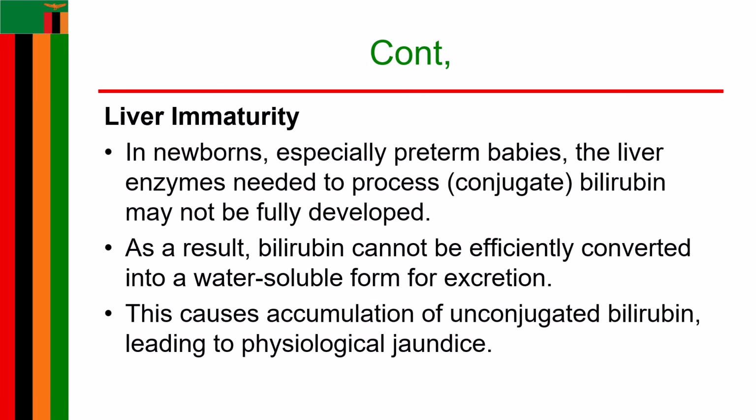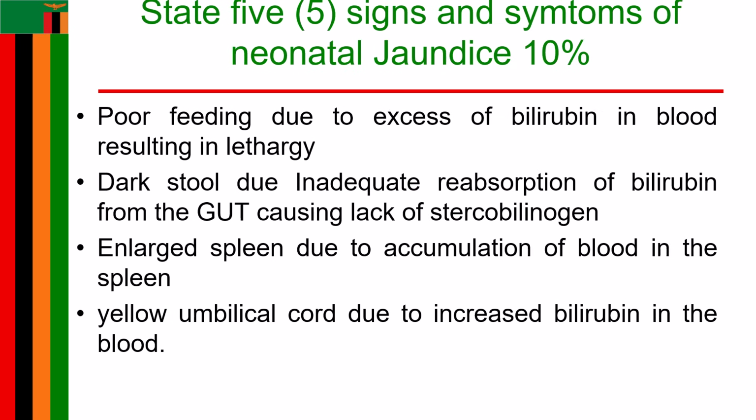The other cause is, of course, liver immaturity. And liver immaturity, especially in newborn babies, they may not have the liver enzyme, the glucuronidase enzyme, to conjugate bilirubin. And this can result in accumulation of unconjugated bilirubin, leading to physiological jaundice. So those are some of the causes that we can mention. There are many causes, including malaria, and we are going to look at malaria very soon. So all these topics we are going to look at.